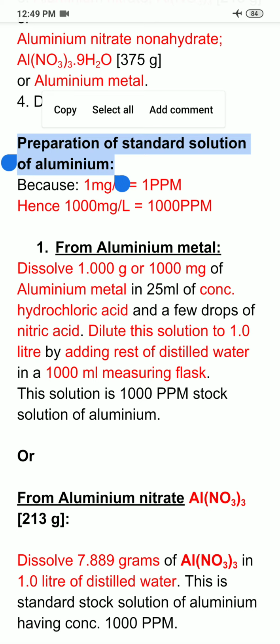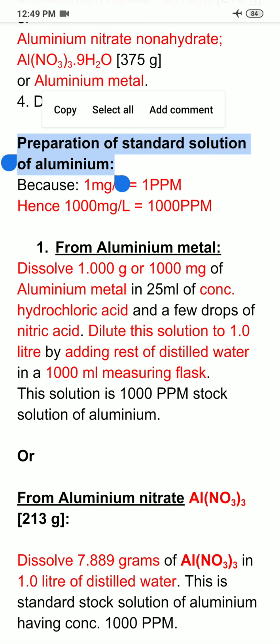Now, for preparing the ppm solutions, as we know, what is ppm? ppm means parts per million. So what is parts per million? Parts per million means number of parts by weight of a solute dissolved in 1 million parts by weight of the solution. Means if I wish to write 1 ppm, then that would be equal to weight of the solute in grams divided by weight of the solution in grams multiplied by 10 raised to power 6.